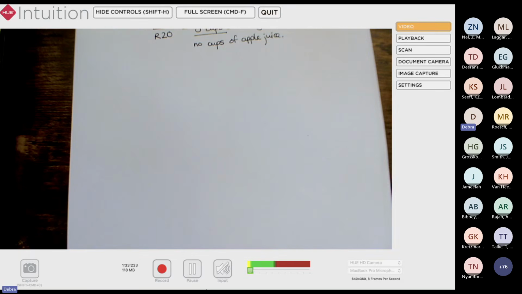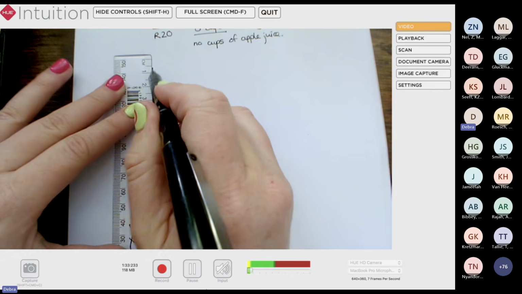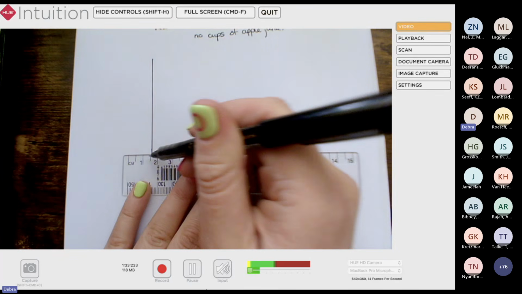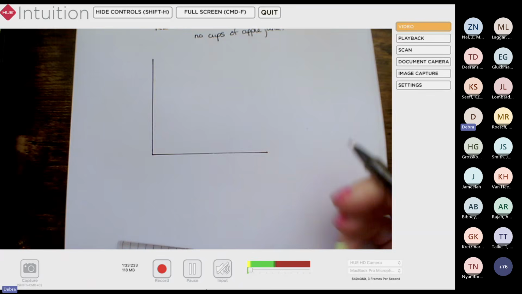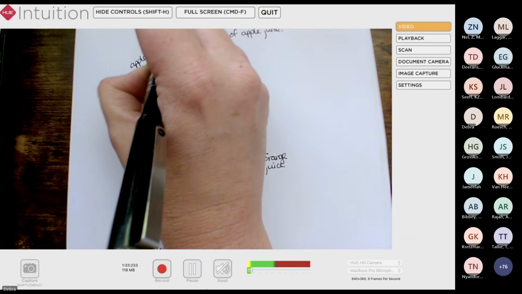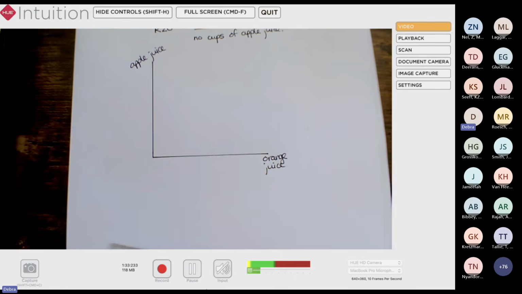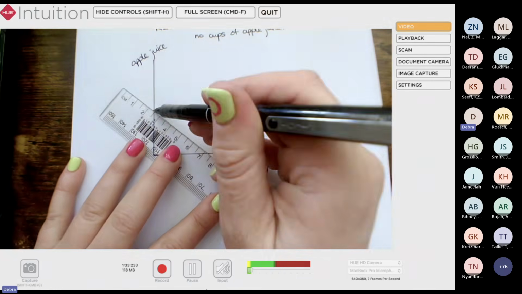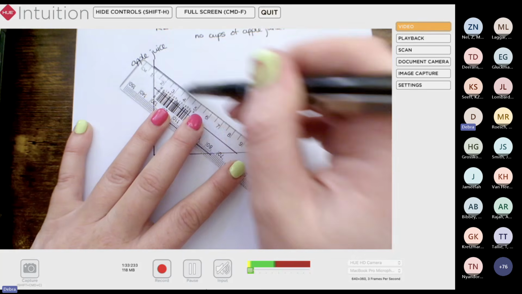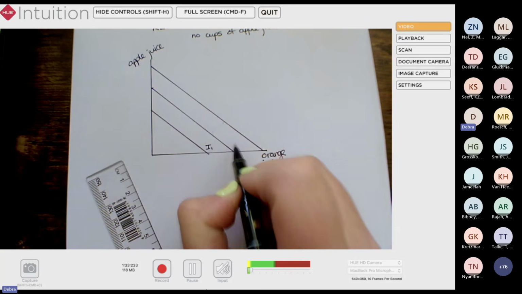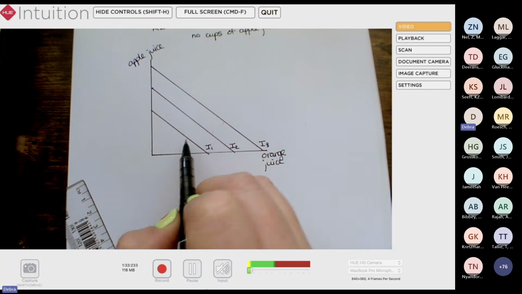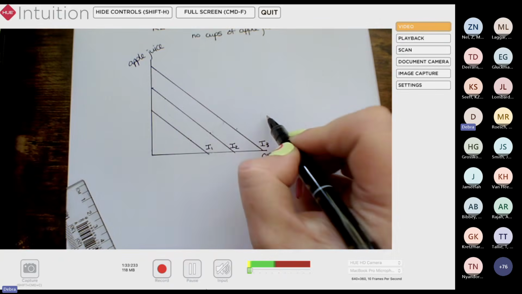How this would look in a picture, so how these indifference curves would look, is if this person has orange juice on the x-axis and apple juice on the y-axis. What it means is that his indifference curves are going to be straight downward sloping lines. So let's say this is I1, this is I2, and this is I3. And the slopes of all of these indifference curves is going to be -3.